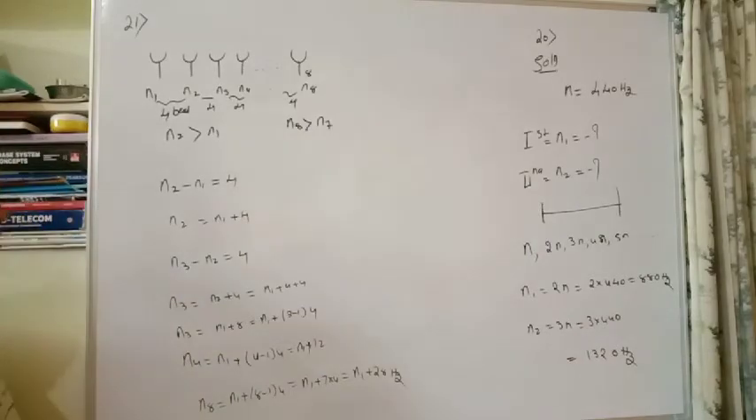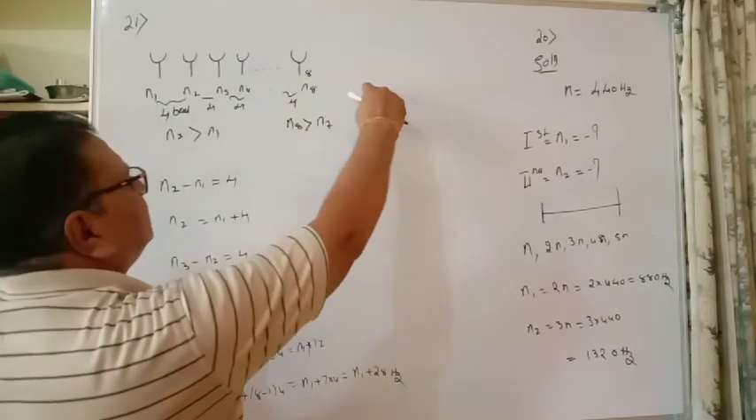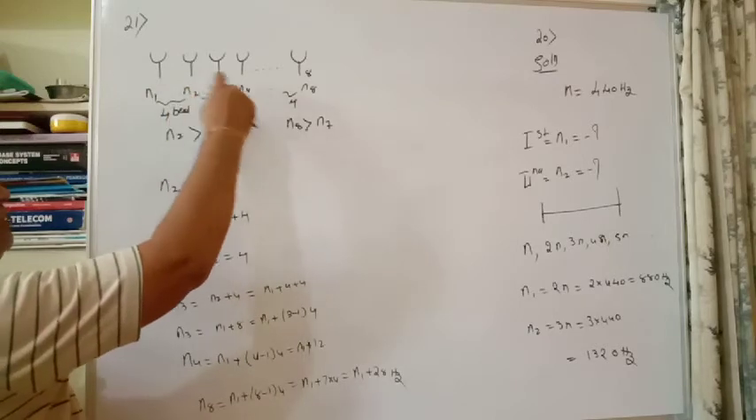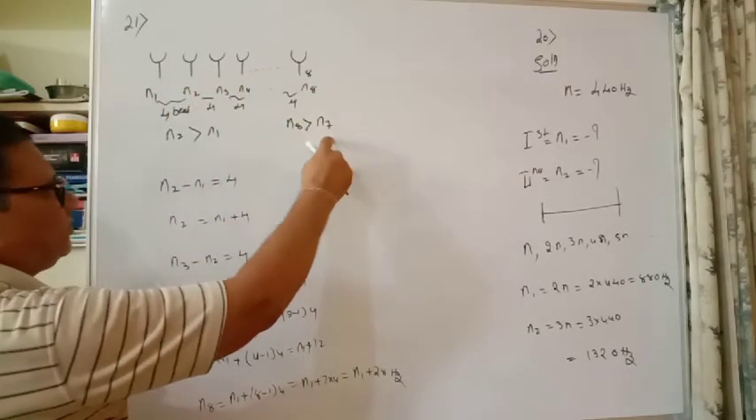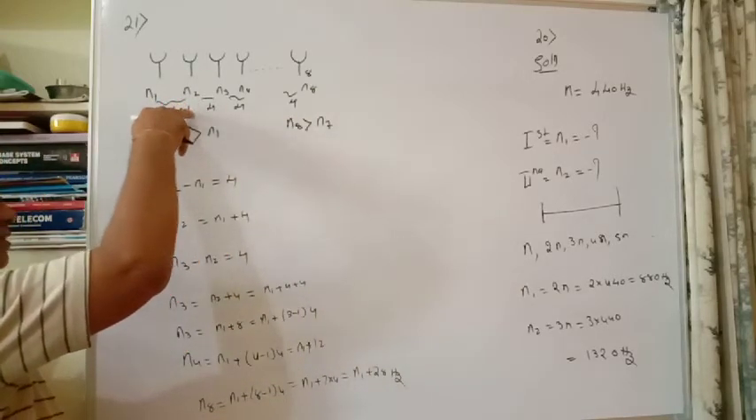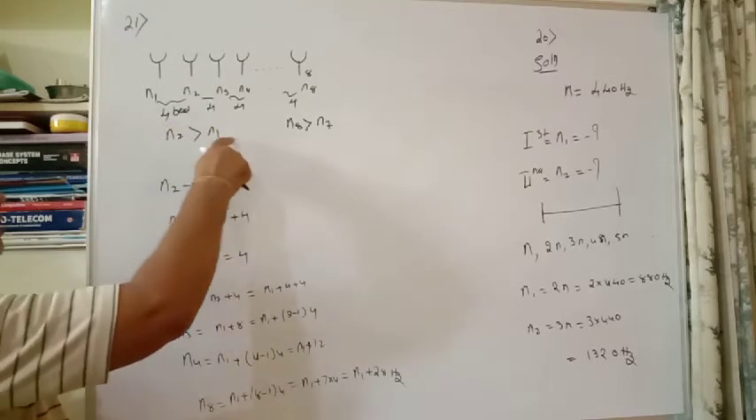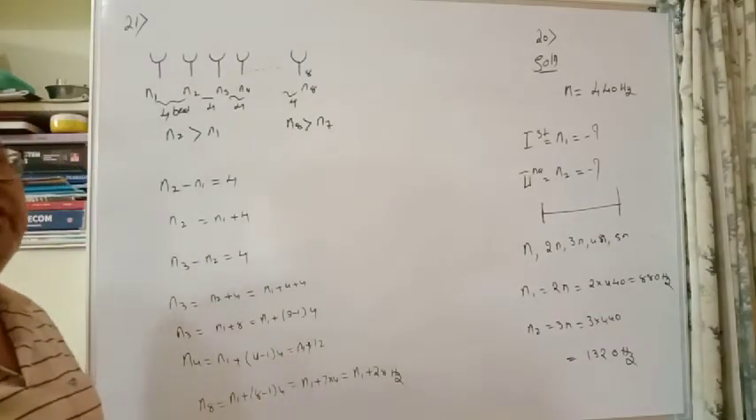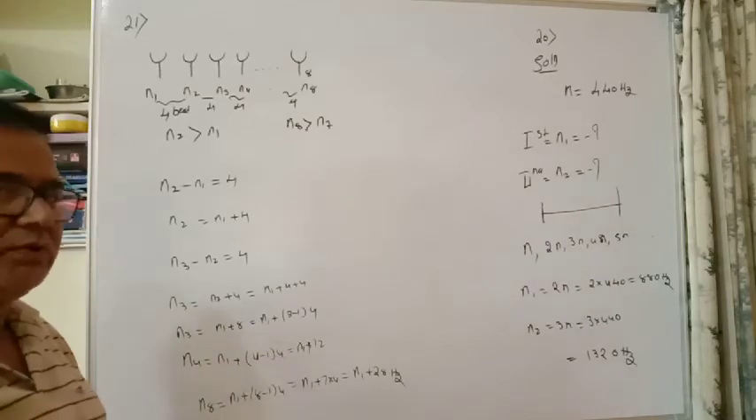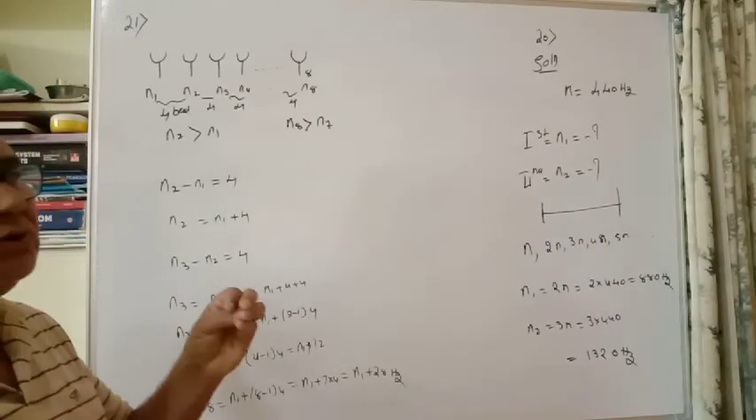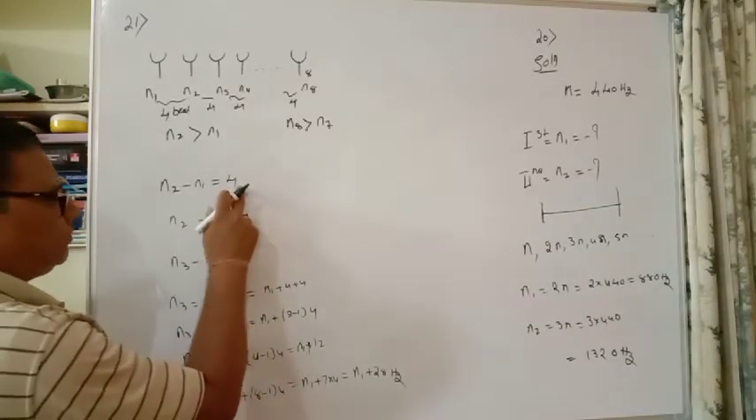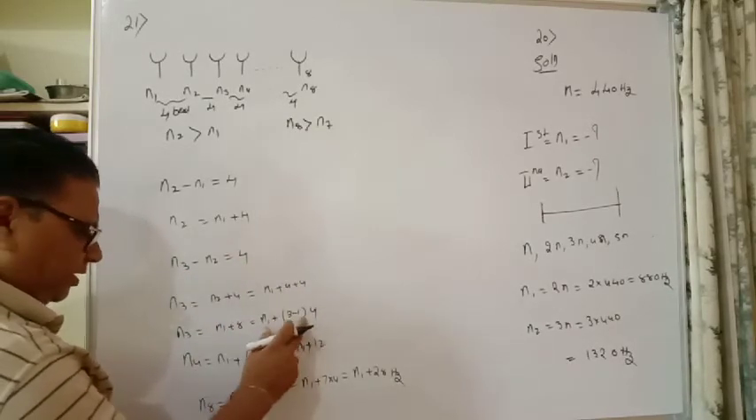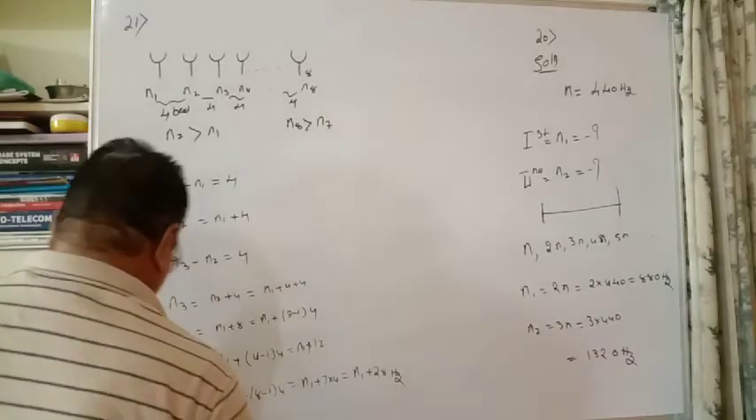I repeat. As the tuning forks are aligned in increasing order, n2 is greater than n1, n3 is greater than n2, n4 is greater than n3. Similarly, n8 is greater than n7. When two tuning forks are vibrated simultaneously, 4 beats are produced. As n2 is greater than n1, the beat frequency is equal to the difference between the frequencies of the two sound waves. n2 minus n1 is equal to 4, or n2 is n1 plus 4. Similarly, n3 minus n2 is equal to 4. We have simplified it this way, determining n8 is equal to n1 plus 28 hertz.